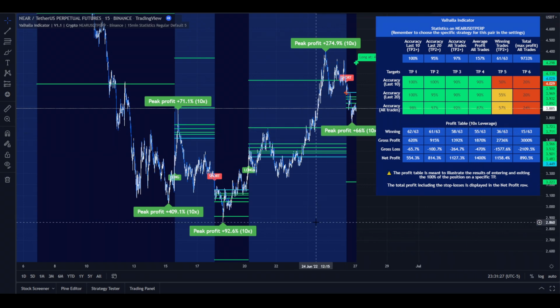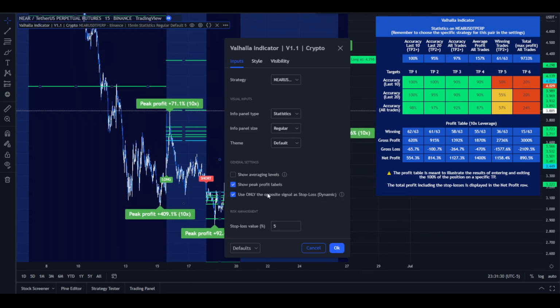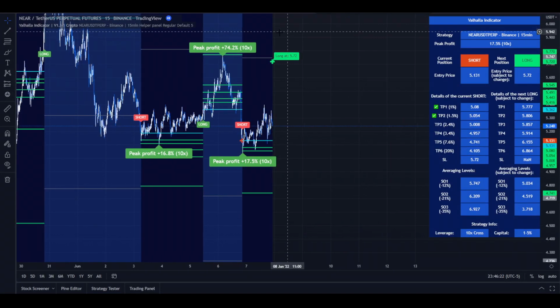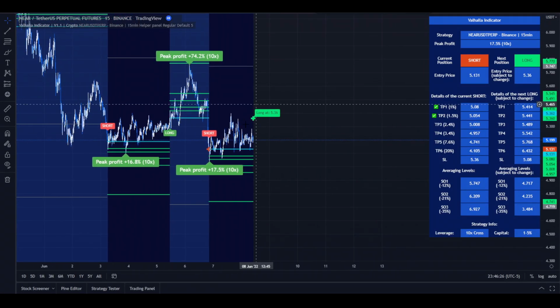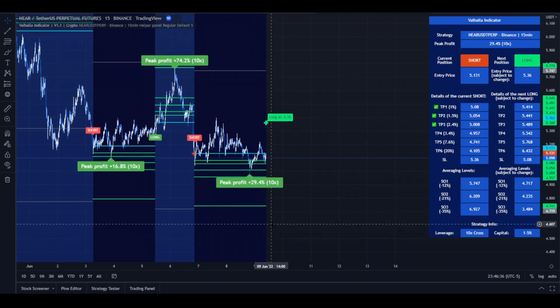By default, it will be 10 times for the crypto version of Valhalla, and 100 times for the Forex and stocks version. Next, you will find the Use Only the Opposite Signal as Stop Loss toggle. By default, Valhalla has enabled the option of Use Only the Opposite Signal as Stop Loss, which means that it will be dynamic and will use the full power of Valhalla's algorithm, which is designed to keep analyzing the price action and adjust the next entry or stop loss on the go as it deems necessary.